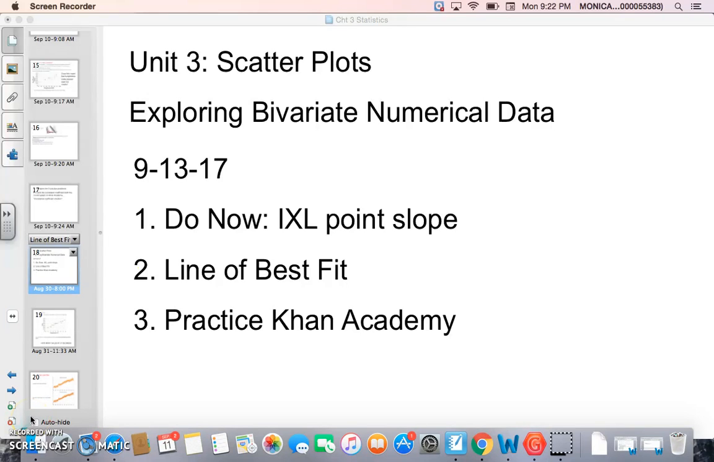All right, and welcome back to Unit 3 Scatter Plots, Exploring Bivariate Data.